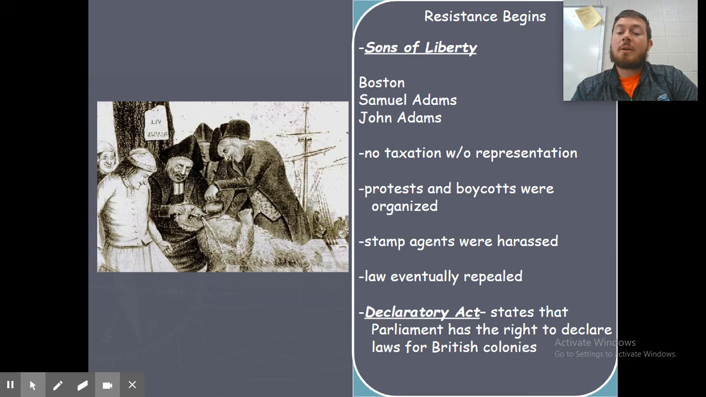Afterwards, Parliament comes up with the Declaratory Act, and it states that Parliament has the right to declare laws for British colonies, which again still does not solve the problem of no taxation without representation.